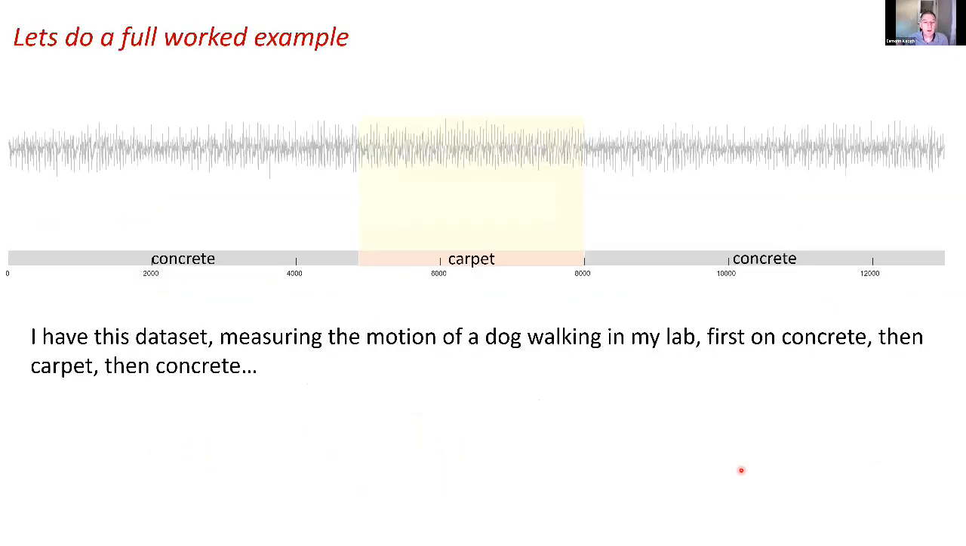So I'm going to show you a worked example of this, to show you the real power of this very simple tool to solve interesting problems. I have this gray time series here, and this actually is from the hip of a dog walking in my lab. And it's annotated labeled data, that's good news. The dog was walking originally on concrete, then the dog was walking on carpet, then the dog was walking on concrete again. And it's not visually obvious on this, but my claim actually is that that might have changed the gait of the dog a little bit, and that might be a recognizable fact.